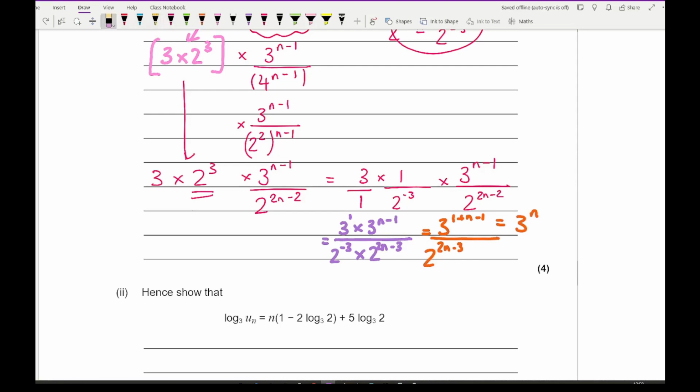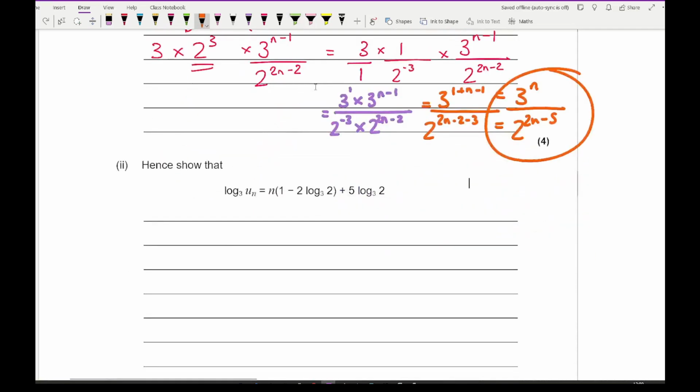I can't read my own handwriting there. That should be a 2. And then that becomes minus 3 minus 2. And there we go. So minus 2 minus 3, which equals 2 to the power of 2n minus 5. And lo and behold, I've now made it look like what they wanted me to.